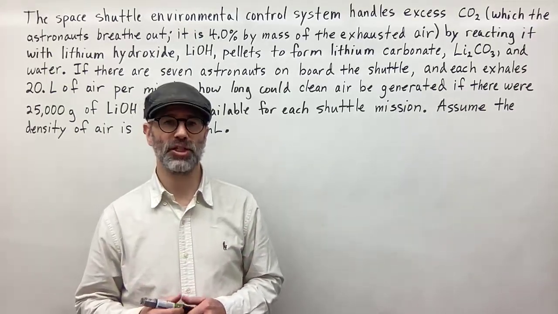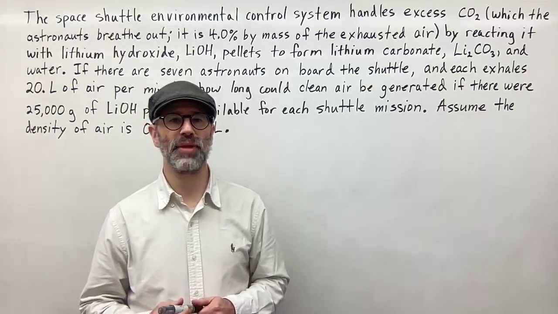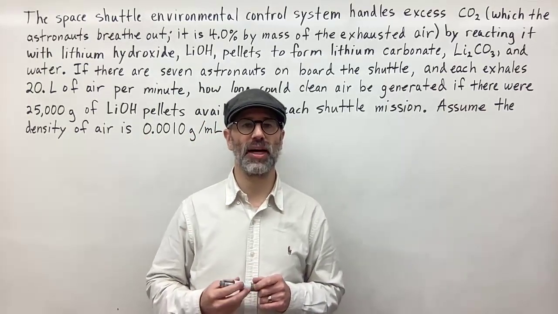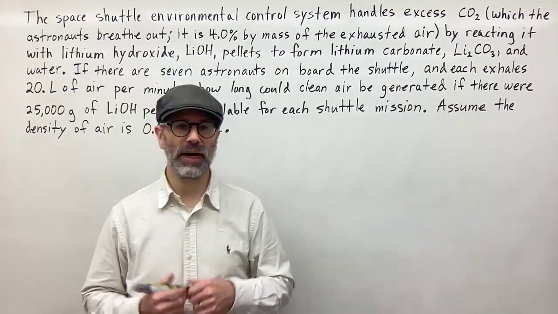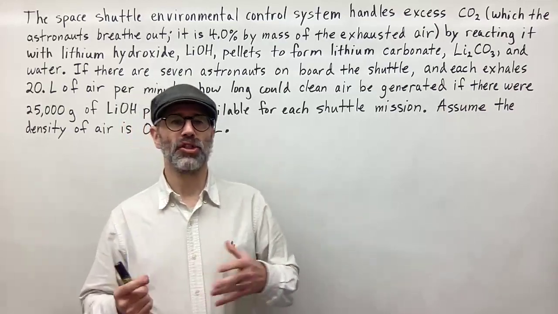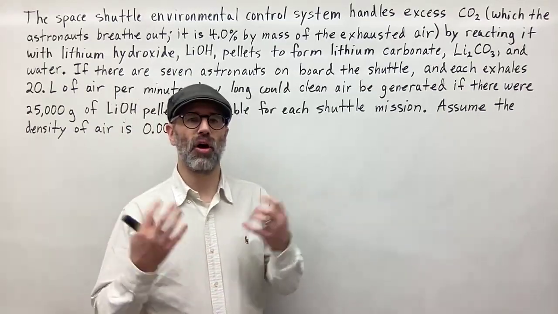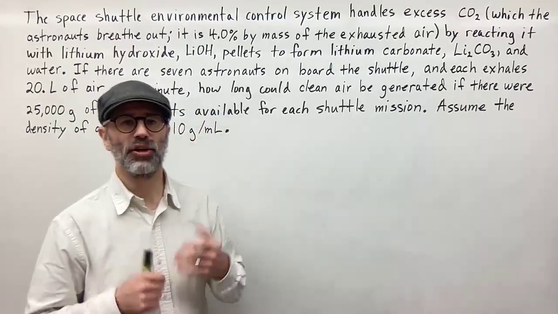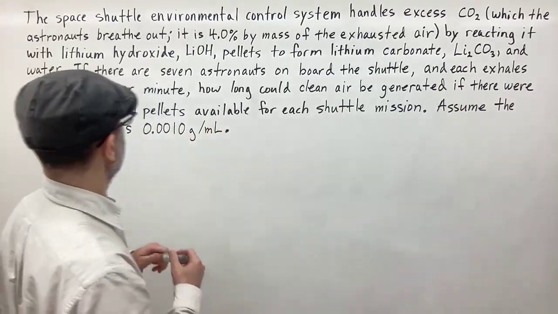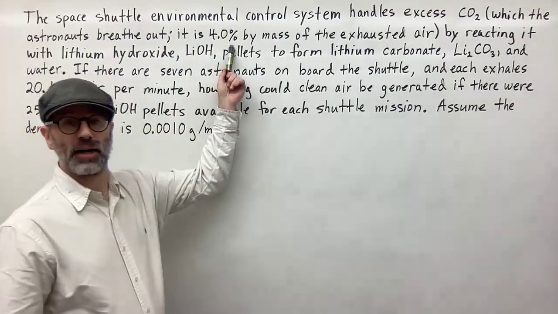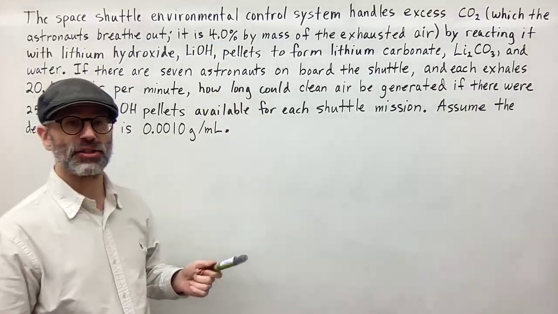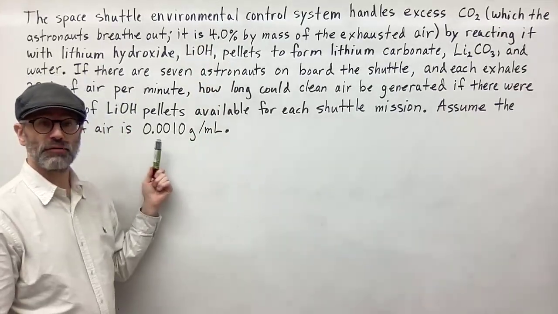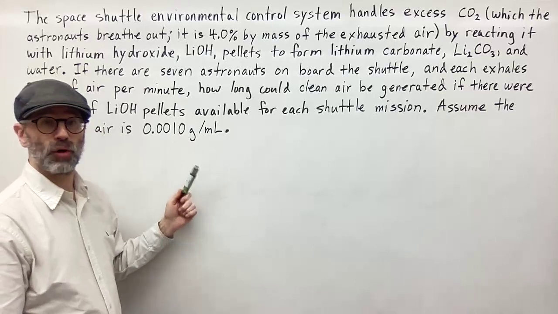for each shuttle mission? So we're asked here to assume that the density is 0.0010 grams per milliliter. Okay, so how do we begin this problem? The first thing you want to do is take out or underline the conversion factors that you're going to use. One of the things you want to pay attention to is that percentages are conversion factors. So you want to pay attention to percentages. Densities can be used as conversion factors, so that will be useful as well.